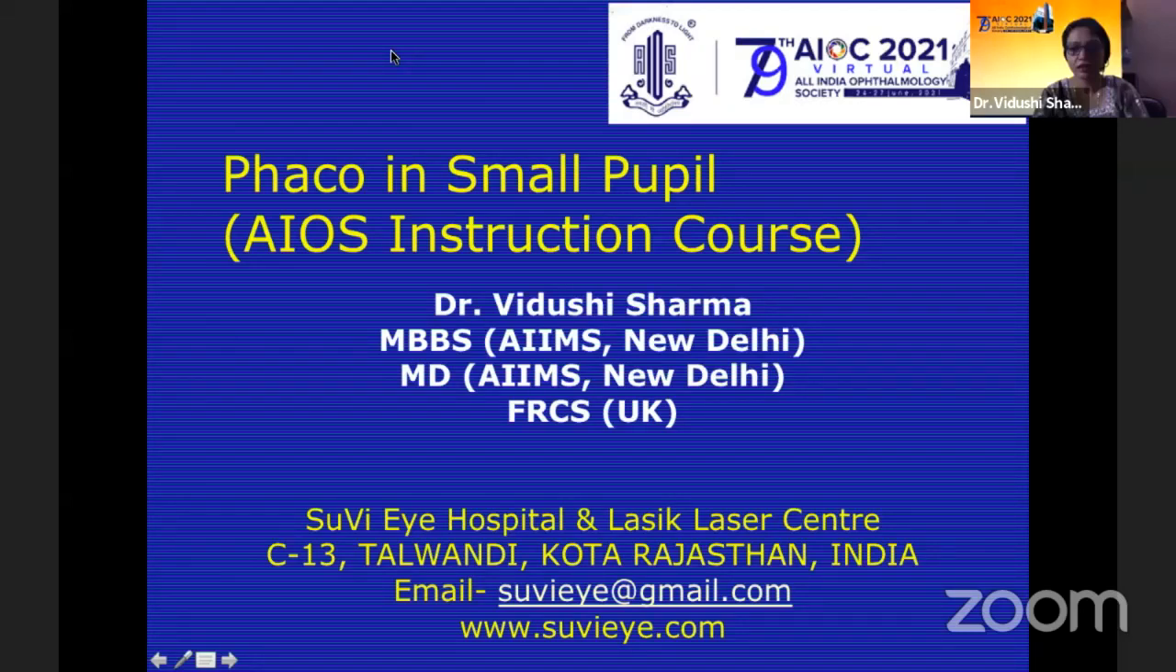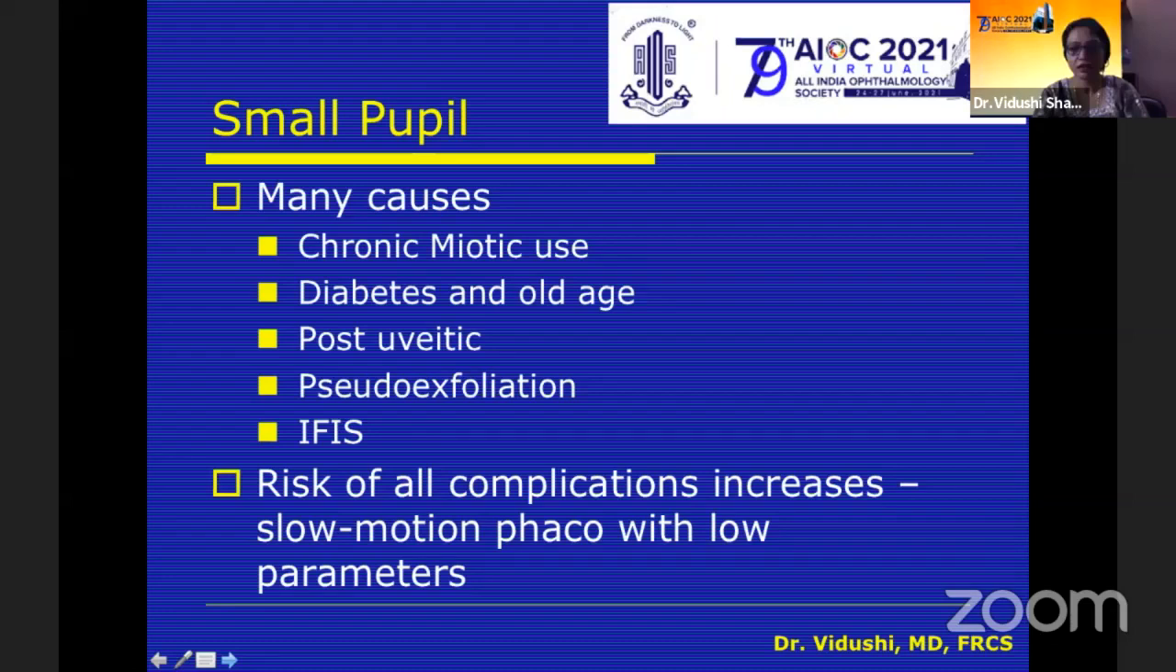I'll be talking about phaco on small pupil, and we all know that has many causes, and it has always been one of the main conditions which causes problems for a phaco surgeon, however experienced or inexperienced you may be. And the risk of all complications that are possible increases when you have a small pupil. So along with the techniques that I utilize to enlarge the pupil for the surgery, you should also use other things like slow motion phaco, low fluidics, low parameters, etc., so that the surgery is in general much safer.